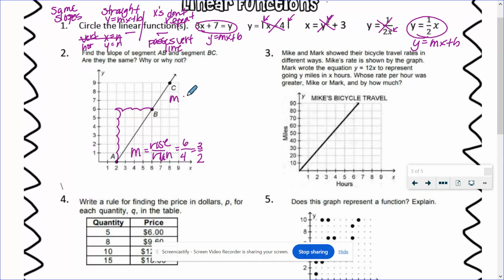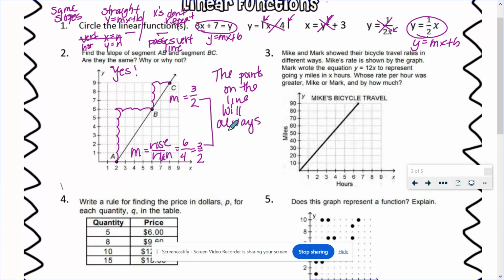Now let's find the slope of BC. So the rise, 1, 2, 3, and the run is 2. So they are exactly the same. So are they the same? The answer would be yes. Why or why not? And the reason is because the points on the line will always have the same slope.